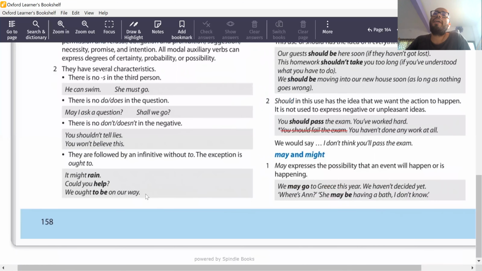They are followed by the infinitive without the preposition to. Not "it might to rain" or "could you to help me?" No. It might rain. Could you help me? We ought to.